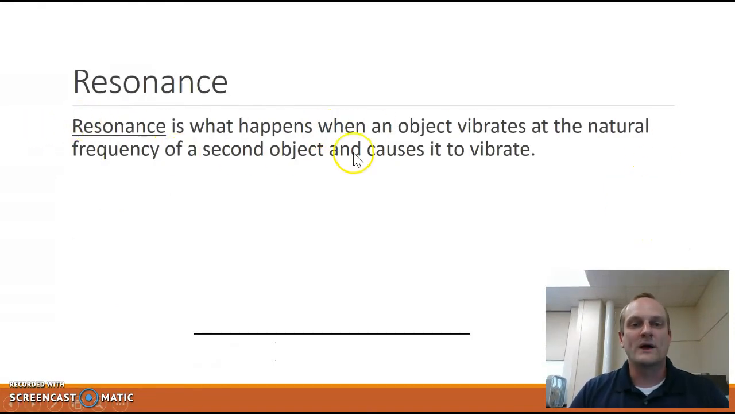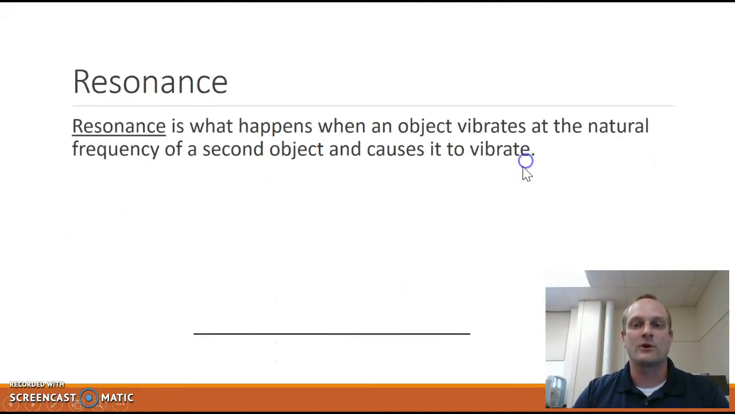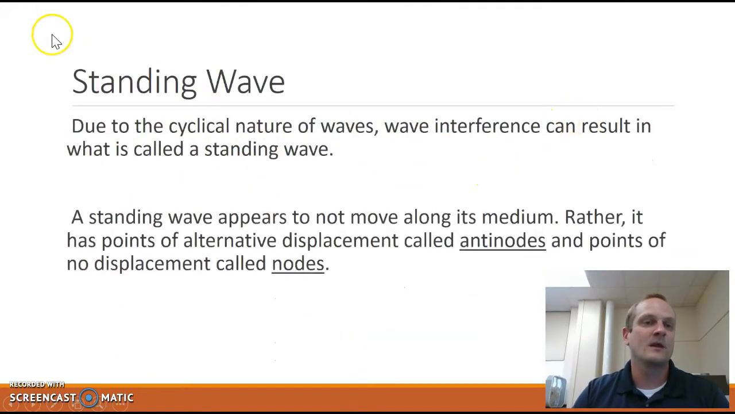Now, resonance is what happens when an object vibrates at the natural frequency of a second object and causes it to vibrate. We looked at resonance a little bit when you did the Speed of Sound lab. Whenever you were messing with that tube and you pulled the tube back and you found that area where all of a sudden it got louder, the reason it got louder had to do with interference. Those waves were overlapping on one another, and you had an antinode at the end there that got really loud for you, or at least loud enough so you could hear it.